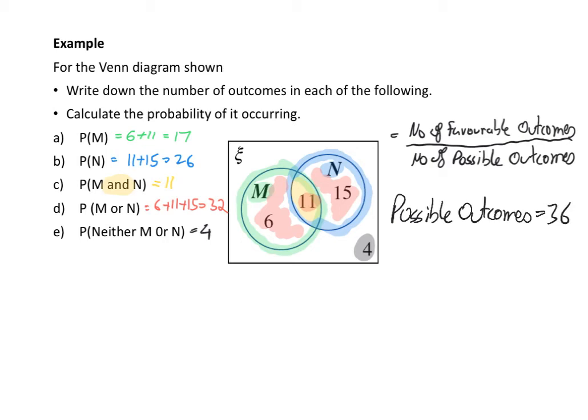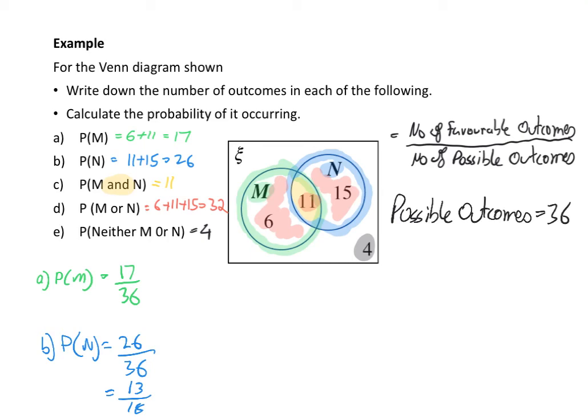So now we can go ahead and calculate the probability of each of those occurring. So the probability of M is going to equal 17 out of 36. The probability of N is going to equal 26 over 36. And then we can go ahead and simplify that down to its lowest terms, which is going to equal 13 over 18. So the probability of someone selecting N was 13 over 18.